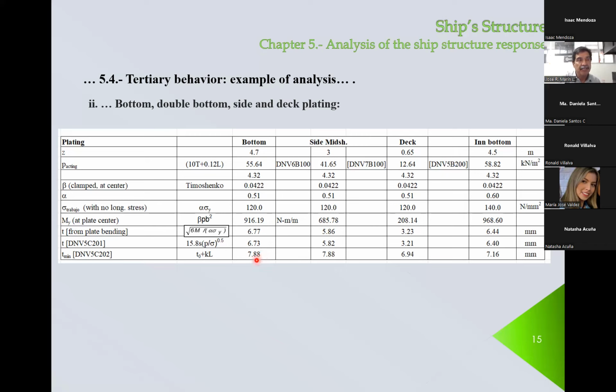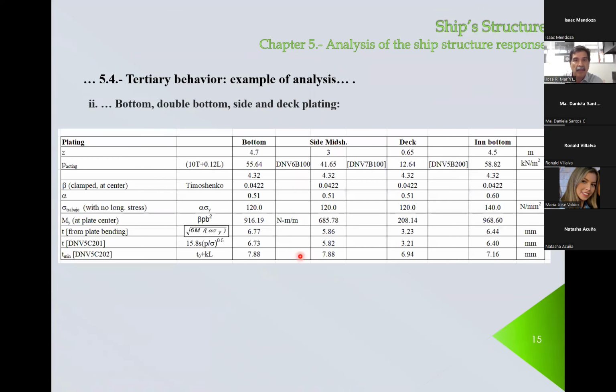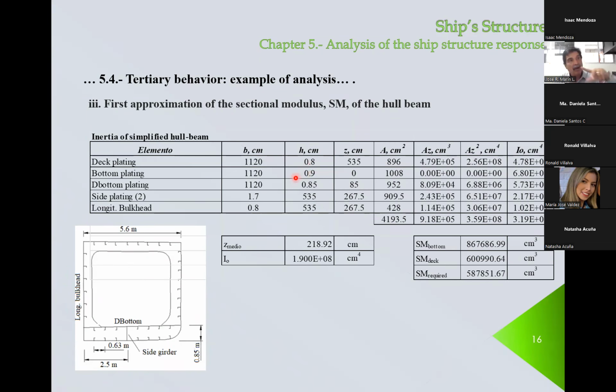The bottom is going to be 7.88, and this includes the corrosion allowance. So everything is in here. So I'm sorry, this does not include the corrosion allowance. So we have to increase that a little bit. So I go from 7.88 in the bottom. Let's see in the section. These are the real thicknesses taken from the plan. So in the bottom, you have 9 millimeters, and before you have about 8. So this increment means that you have increased because of the corrosion allowance.